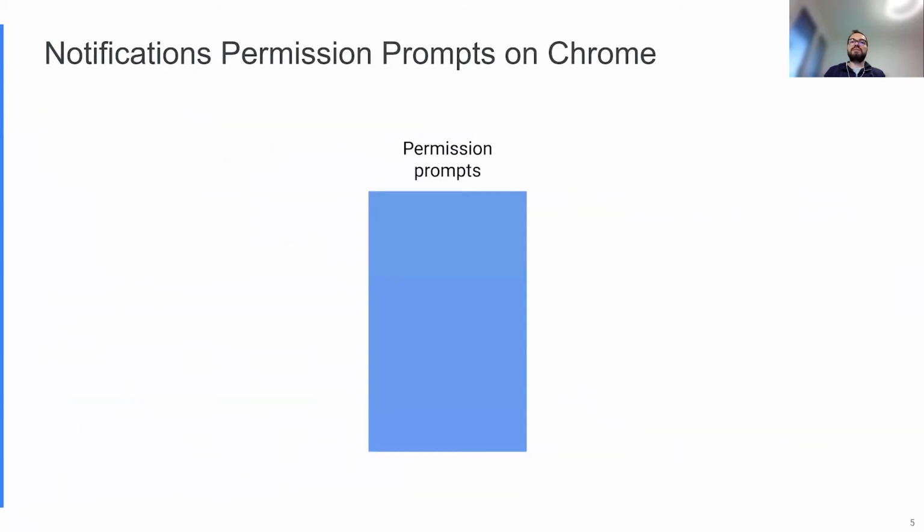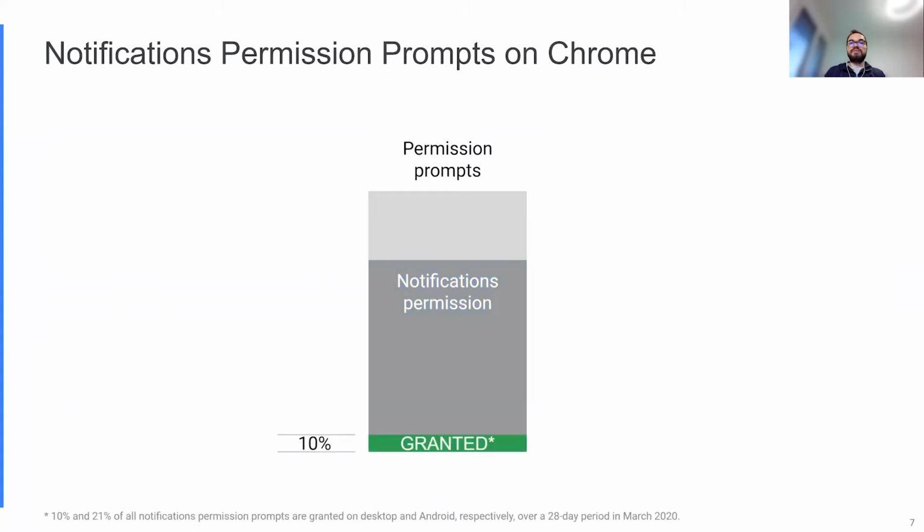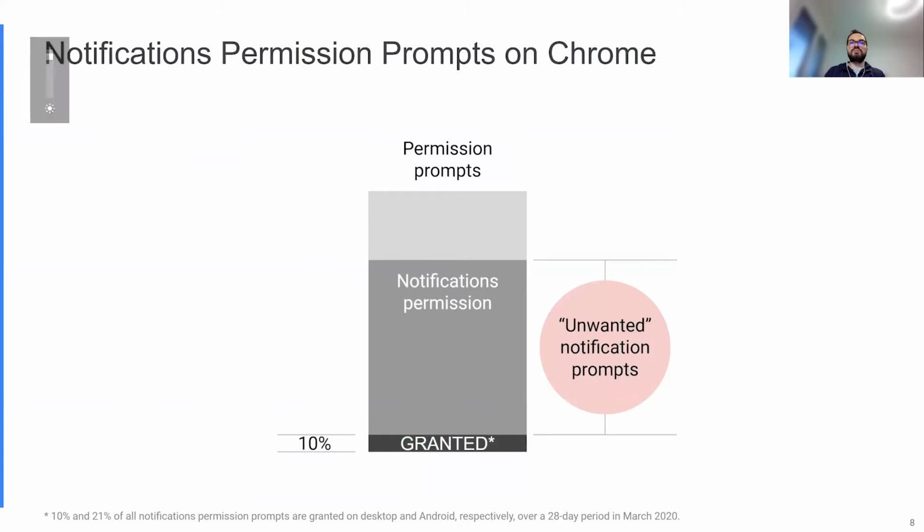Now that we've seen the prompt UIs, let's have a look at some statistics about notification permission prompts. First, if we look at all permission prompts in Chrome as reported by clients who choose to send usage statistics and crash reports to Google, we see that 74% of those are for the notification permission, but only a very small fraction, 10% on desktop and 21% on Android, are granted, which means that the vast majority of such prompts are either ignored, dismissed, or blocked. We refer to those as unwanted notification prompts. In fact, most of the unwanted prompts are either dismissed or simply ignored.